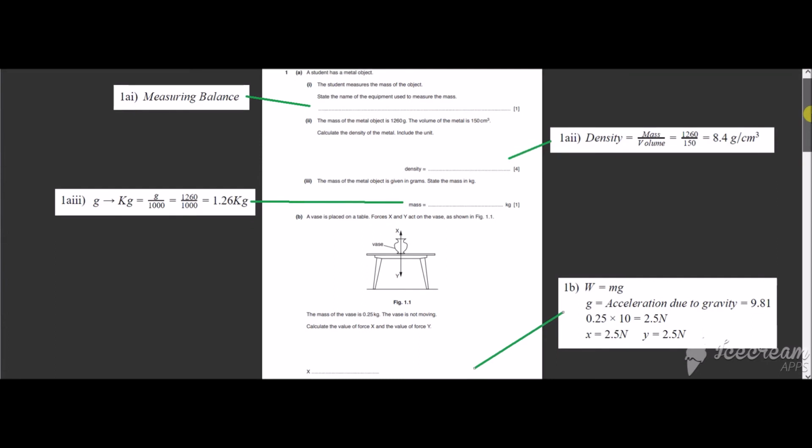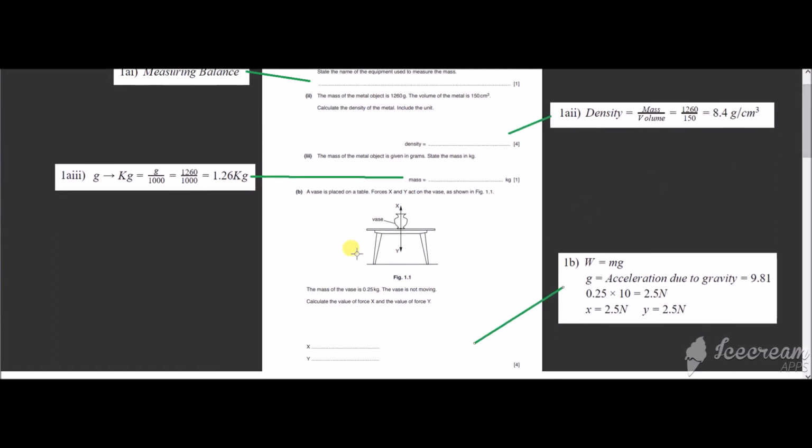So for part B, a vase is placed on a table. Force X and Y act on the vase as shown in figure 1.1. So we have the vase and the two forces. The mass of the vase is 0.25 kilograms. The vase is not moving. Calculate the value of force X and the value of force Y.